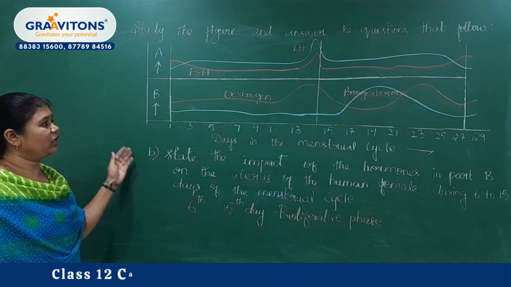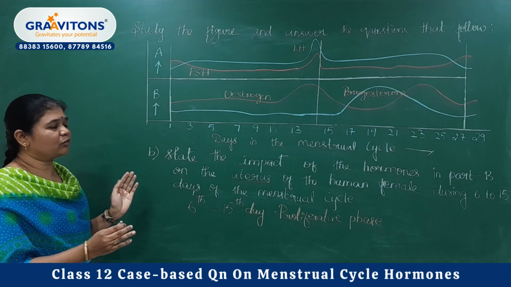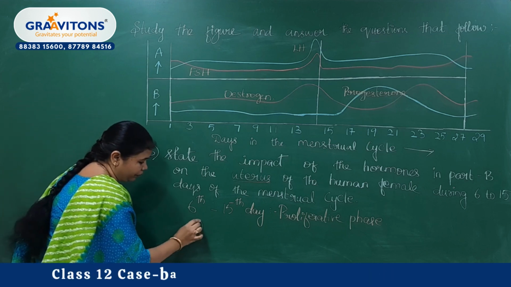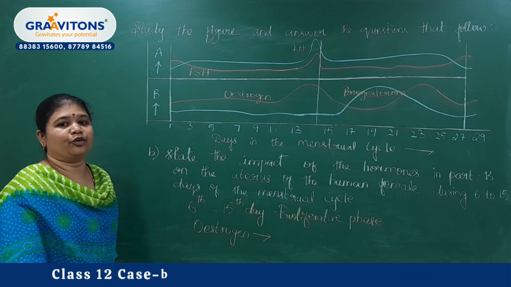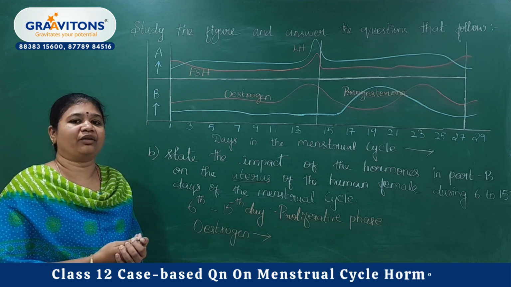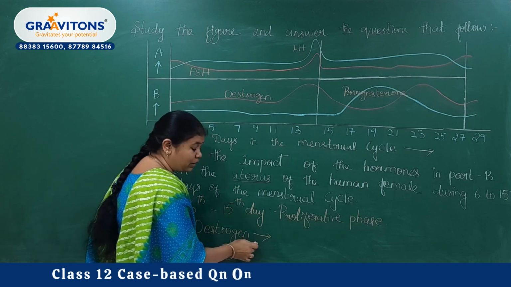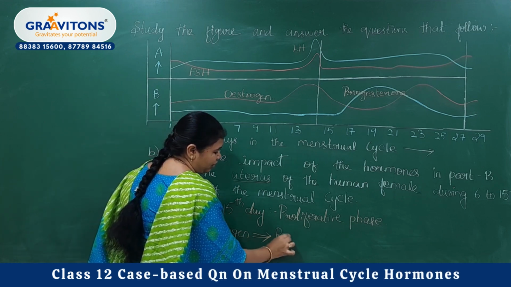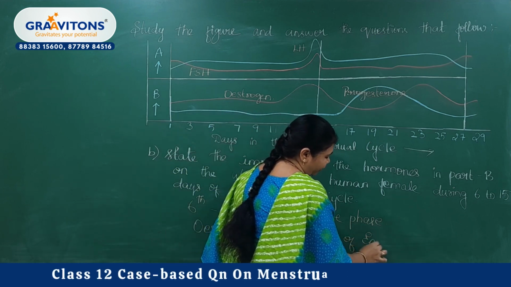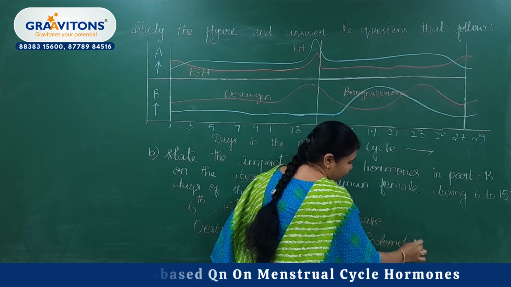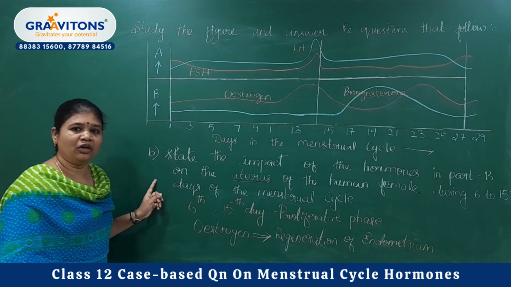So during this period, what is the role of the hormone? In this particular area, the more important hormone required is estrogen. So estrogen will be helping in the regeneration of the endometrium, that is formation of endometrium after the menstruation period. So the impact is estrogen helps in regeneration of endometrium. So this will be the impact of the hormones in part B during the 6 to 15 days of the menstrual cycle.